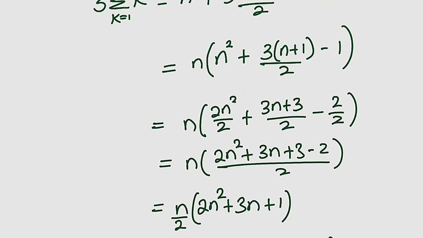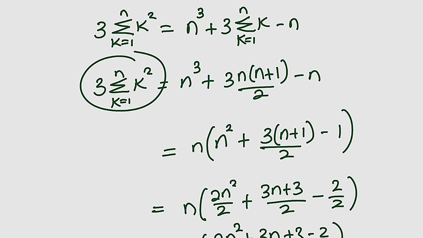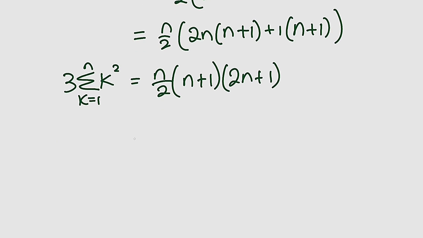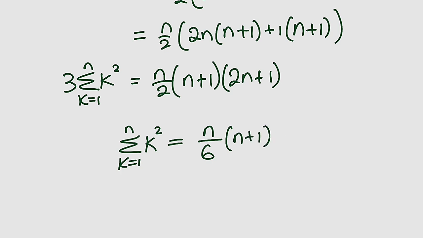But remember, what we have to the left-hand side is this. That is 3 times the summation of k squared, k from 1 down to n. So we can confidently divide both sides by 3 or multiply both sides by 1 over 3, all the same. So summation of k squared from 1 down to n is equal to n divided by 2 times 3 is 6, multiplied by n plus 1, multiplied by 2n plus 1.